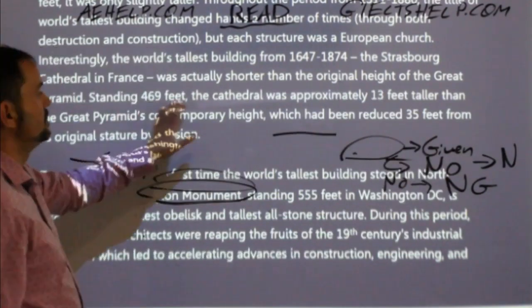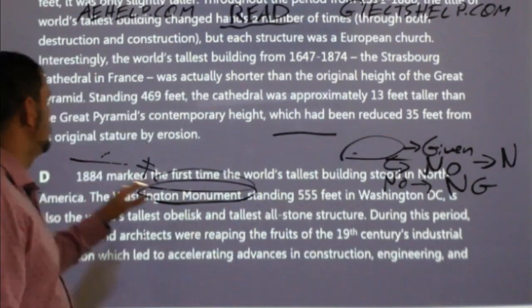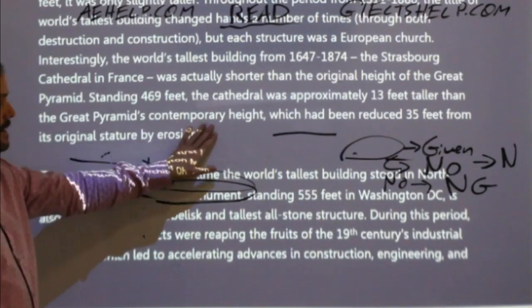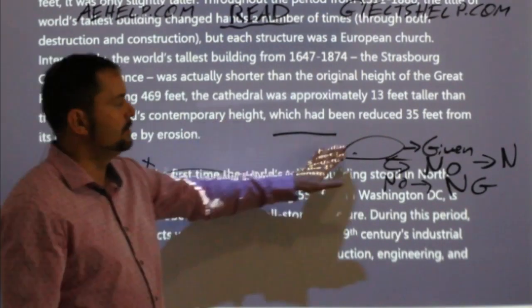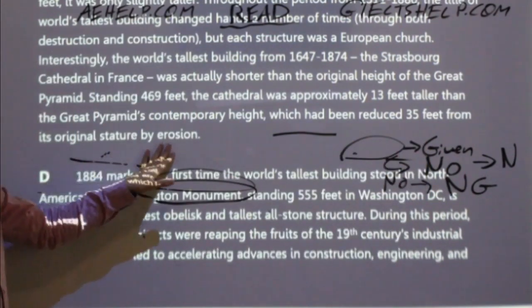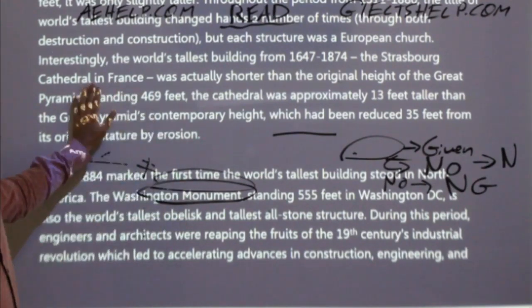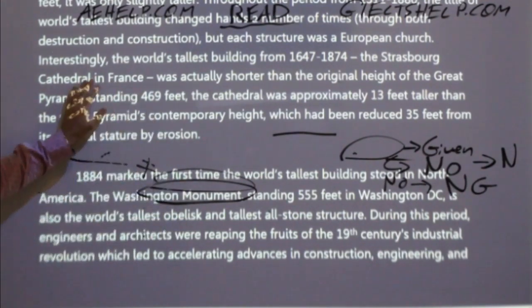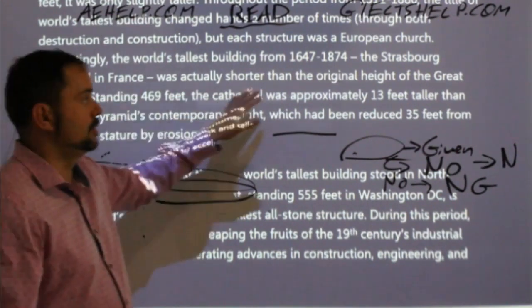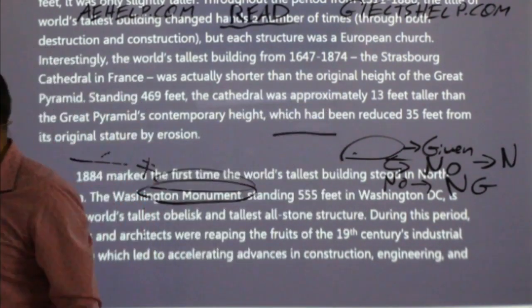The Strasbourg Cathedral in France was actually shorter than the original height of the Great Pyramid. Standing 469 feet, the cathedral was approximately 13 feet taller than the Great Pyramid's contemporary height, which had been reduced 35 feet from its original stature by erosion. So do we know that the Strasbourg Cathedral in France was shorter because of erosion or not? No, it's impossible to know that from what the person says. So it's not given, the author.